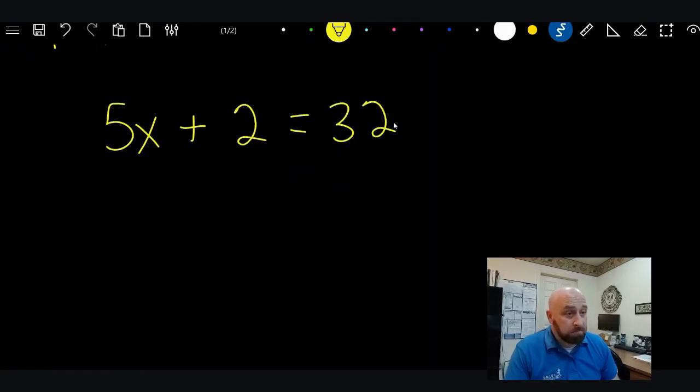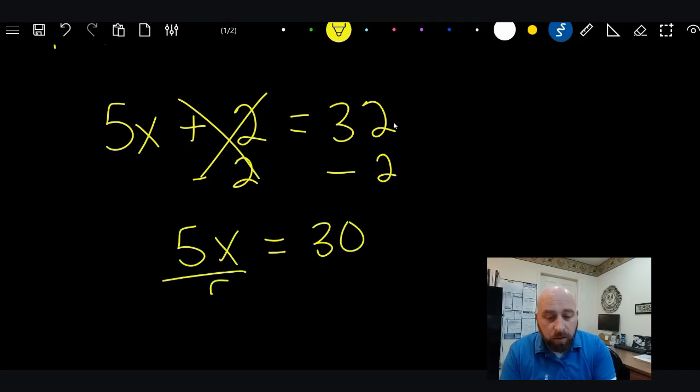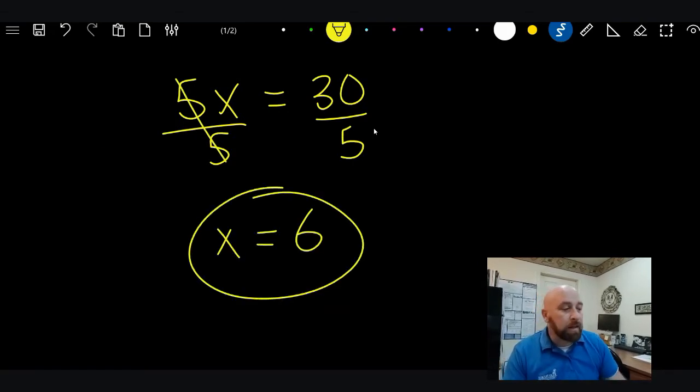Now you just solve it. Minus 2, minus 2. Remember, what I do to one side, I have to do to the other side. That's going to cancel, and I'm going to get 5x equals 30. We're going to divide both sides by 5, and that's going to cancel, and we'll get x equals 6. X equals 6.